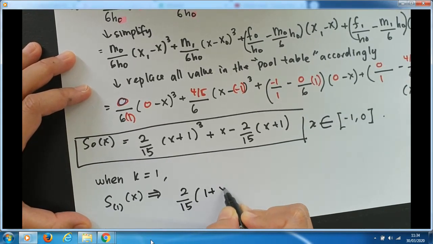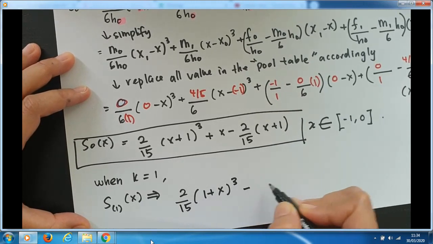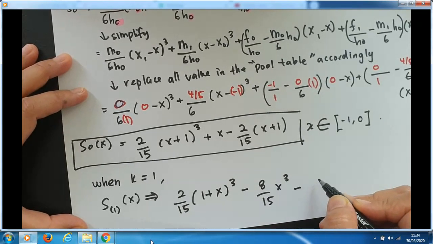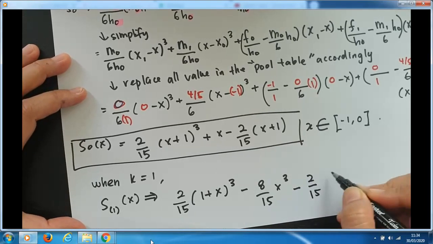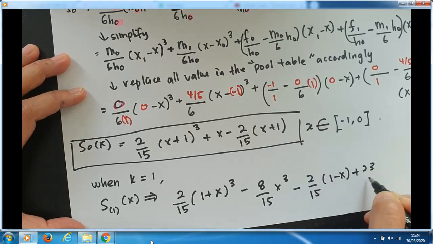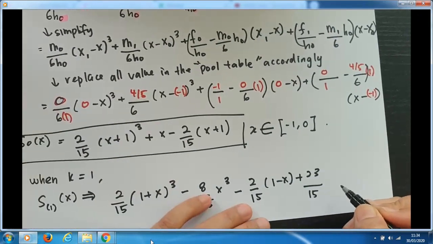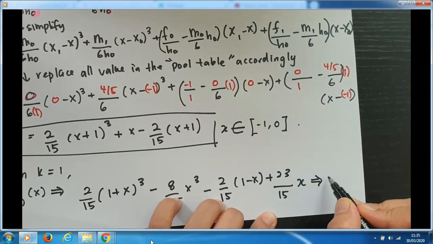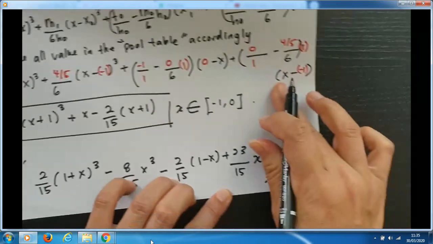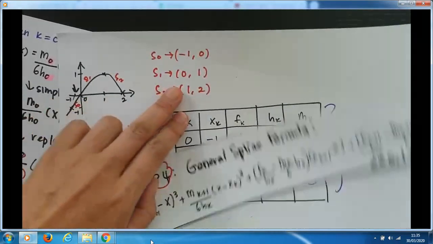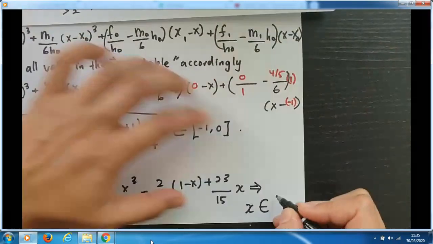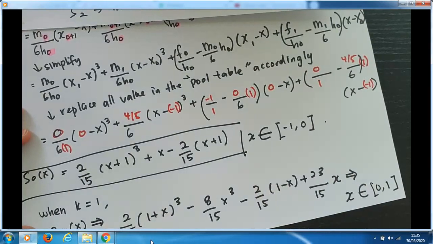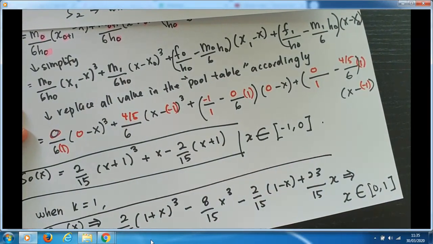At the end you will get S1(x) equal to 2 over 15 (1 plus x) to the power of 3 minus 8 over 15 x to the power of 3 minus 2 over 15 (1 minus x) plus 23 over 15 x. This is valid for x between the interval 0 and 1. Okay, so this will be your S1 formula.